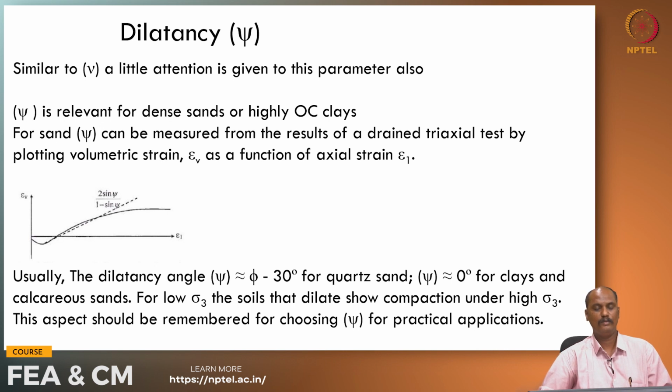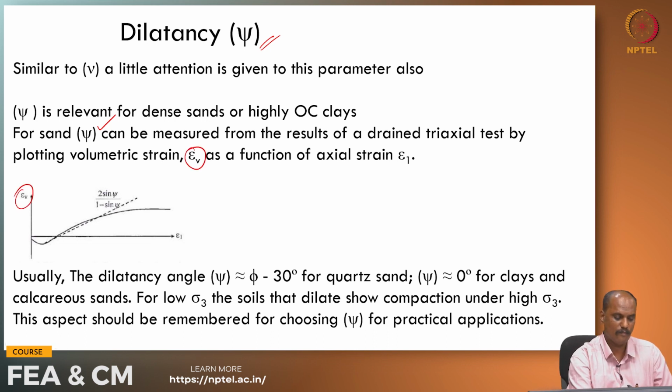The last and final thing which I would like to say is the dilatancy parameter, namely psi. Similar to nu, only a little attention is given to this particular parameter also. This psi is relevant for dense sands and highly over-consolidated clays. For sand, this psi can be assumed or measured from the results of drained triaxial tests by plotting the volumetric strain epsilon v against the axial strain epsilon 1. So we can measure the dilation angle psi from the triaxial test by plotting epsilon v against epsilon 1.